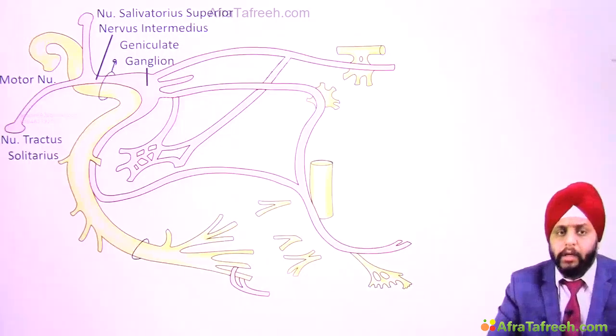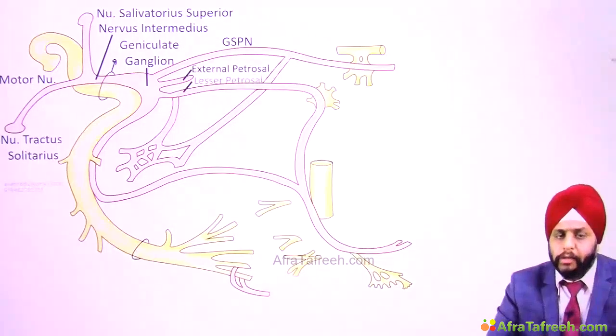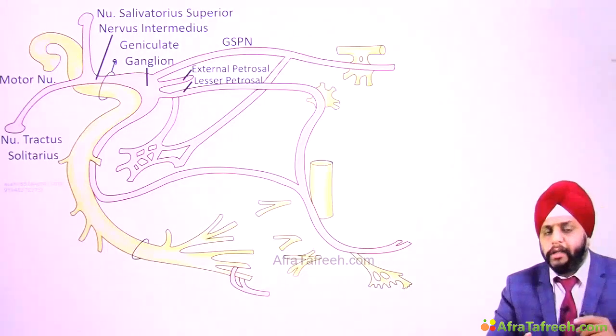A sharp turn, that is the geniculate ganglion. What comes out of the geniculate ganglion? Three branches. Okay, which three branches? GSPN, external petrosal, and lesser petrosal. Okay, look at the GSPN.